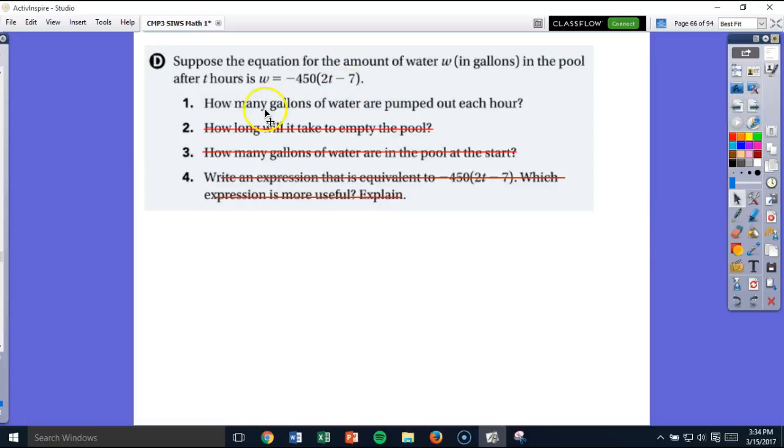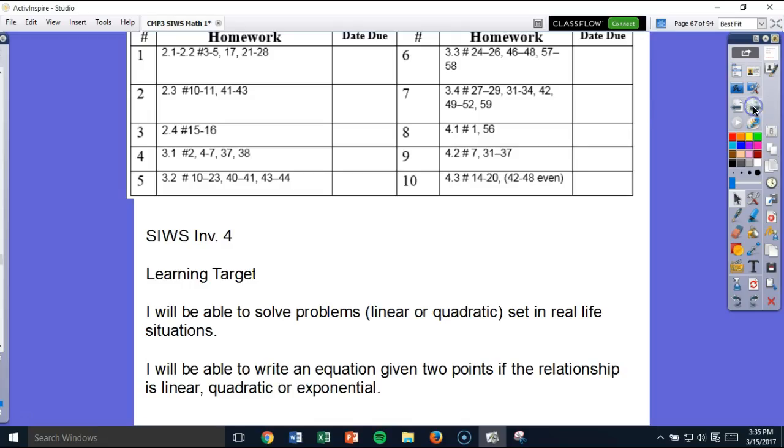Finally, in D, how many gallons of water are pumped out each hour if we change the equation to W equals negative 450 times 2T minus 7. Then your two questions, 1 and 56.